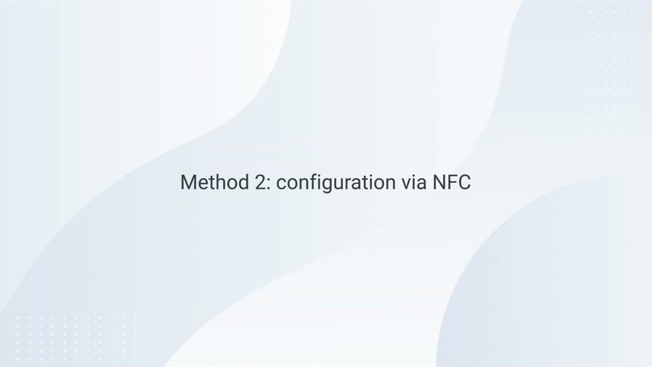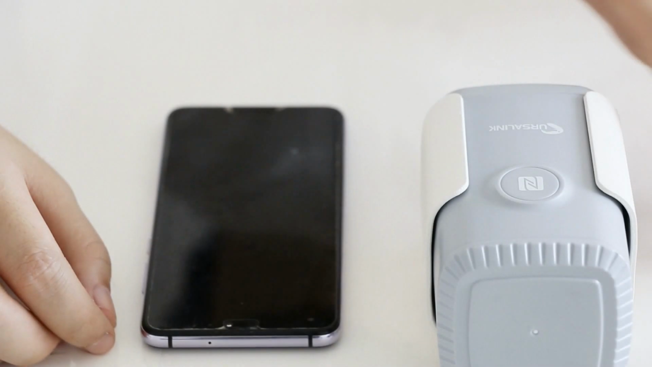The other way to configure the sensor is via NFC. You can use a PC or mobile phone to configure it. If your mobile phone supports NFC, you can configure the sensor via your phone. It's easy to use. Contact your phone manufacturer to check if your phone supports NFC and the position of the NFC on your phone.